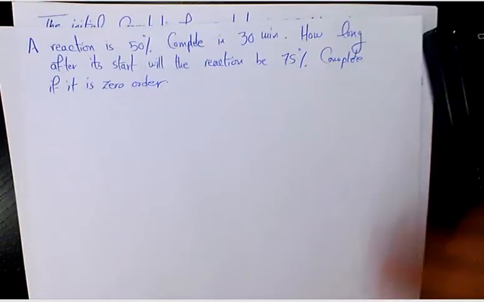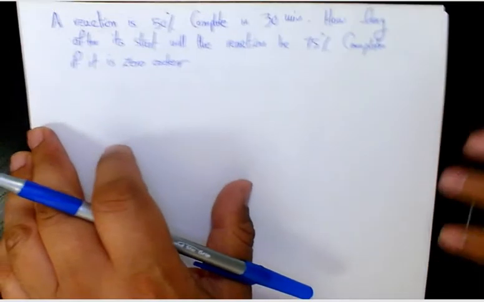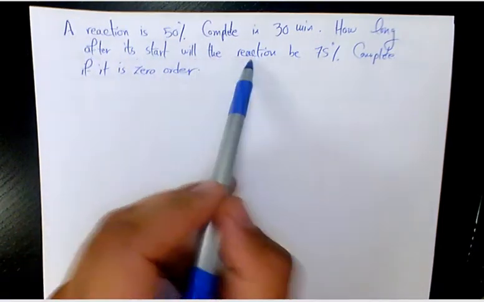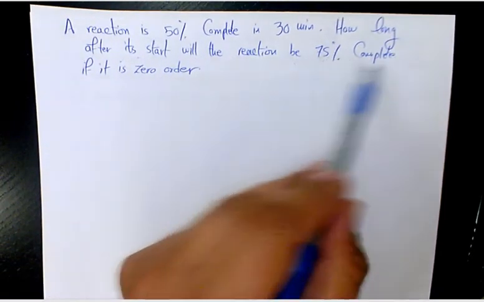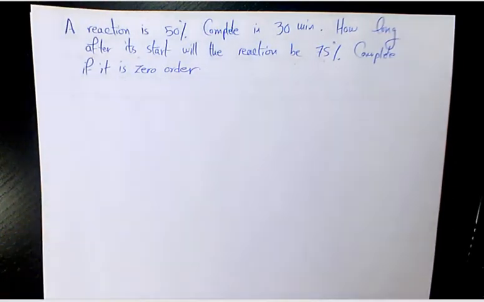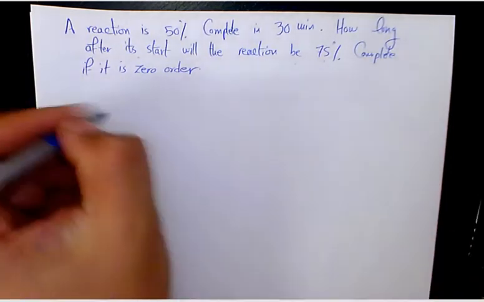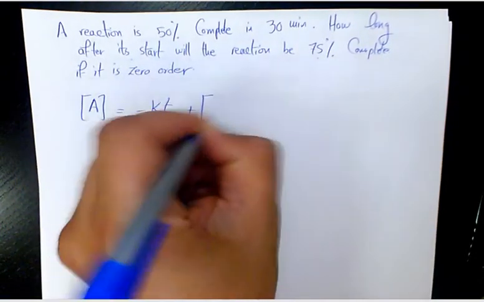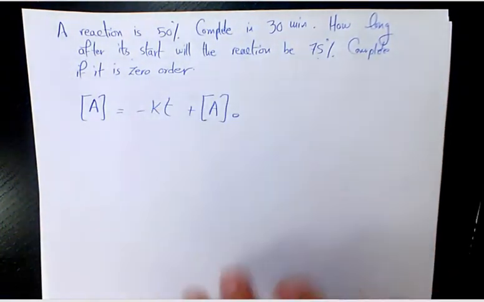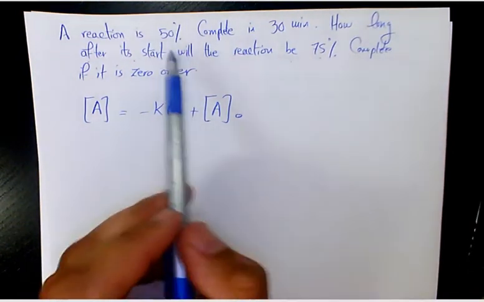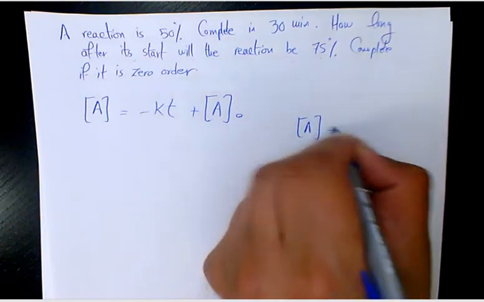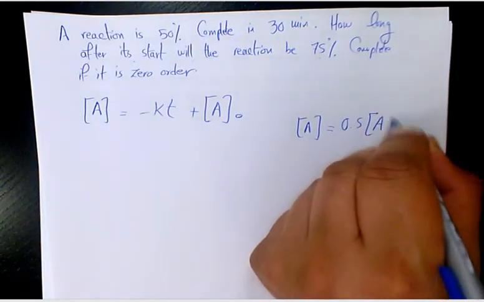It says the reaction is 50% complete in 30 minutes. How long after its start will the reaction be 75% complete if it's zero order? I'm going to do this question in two different methods. Zero order reaction: A equals negative kT plus initial concentration. That's the integrated form of a zero order reaction. It says 50% complete, it means that still 50% of it is remaining. So the final concentration is 50% of the initial concentration.